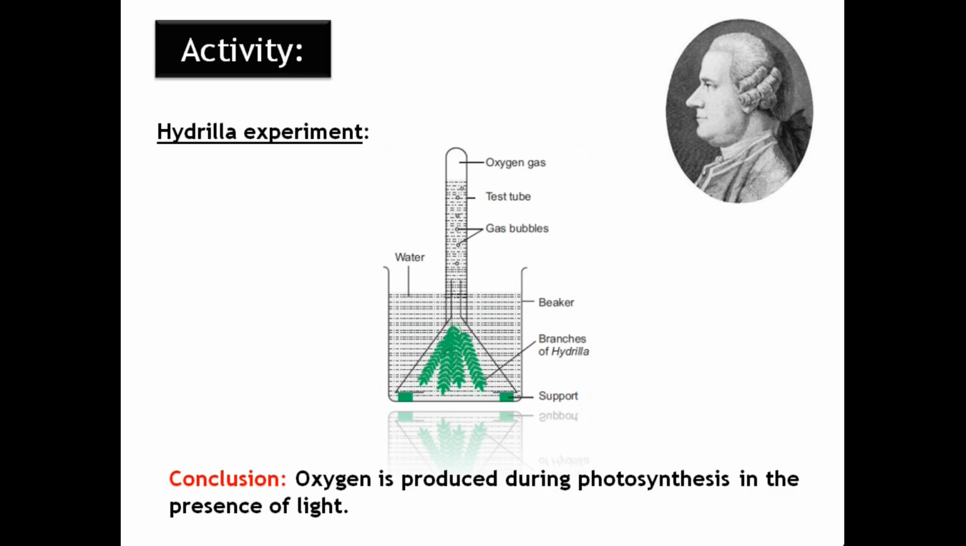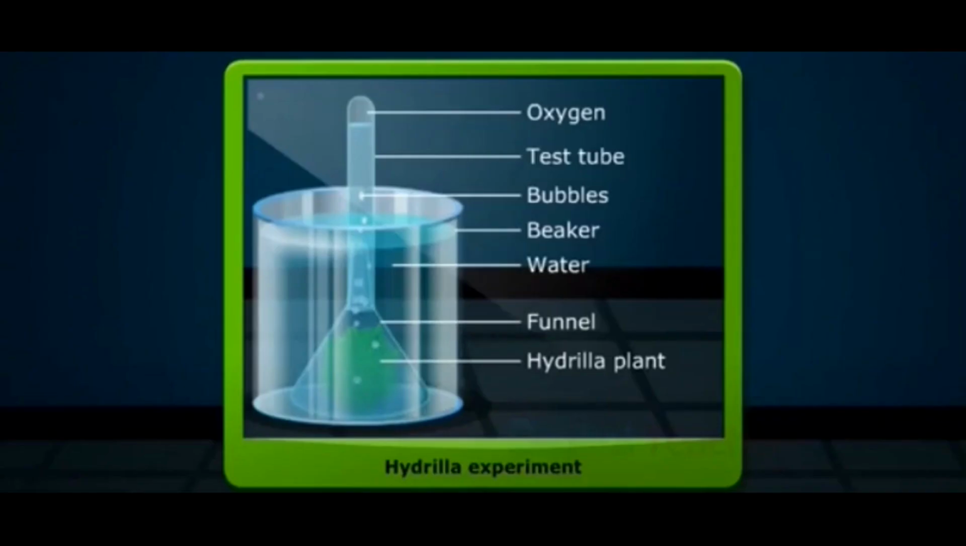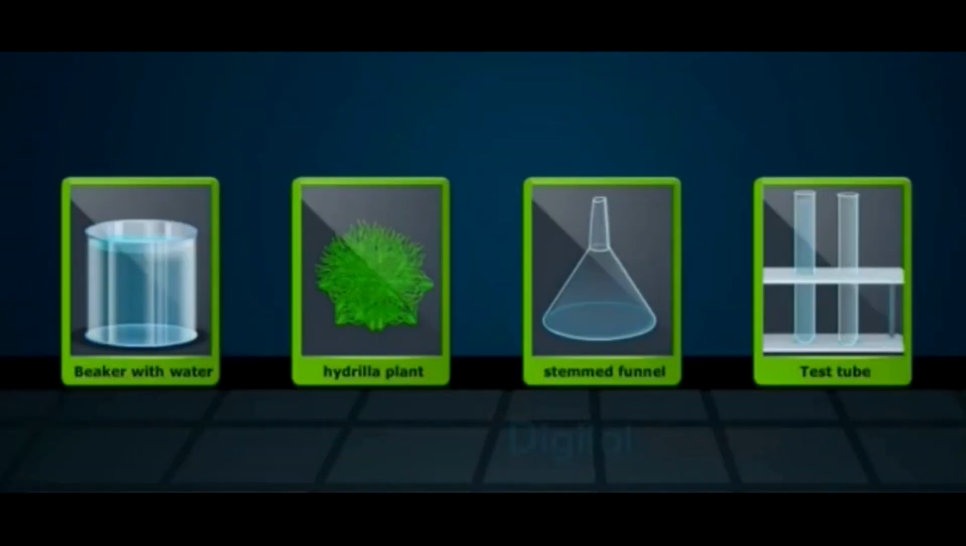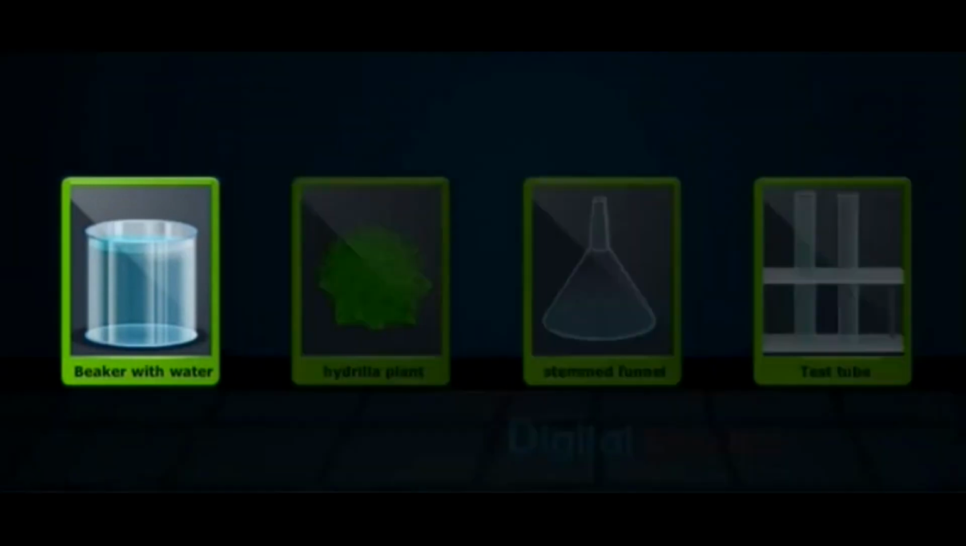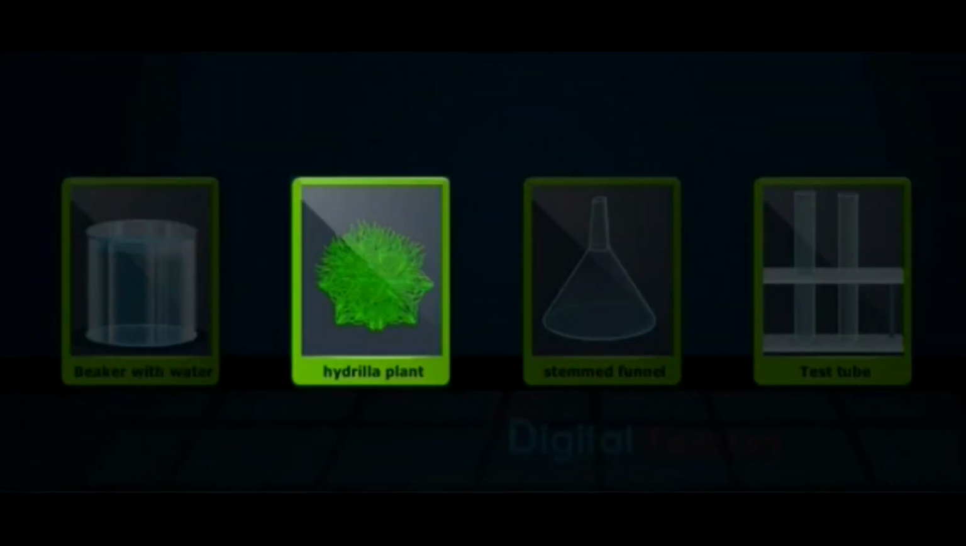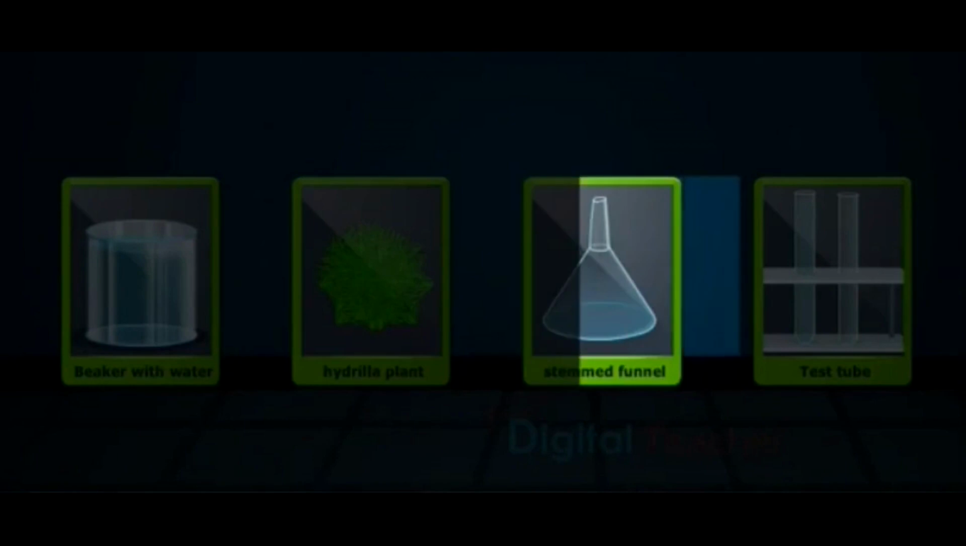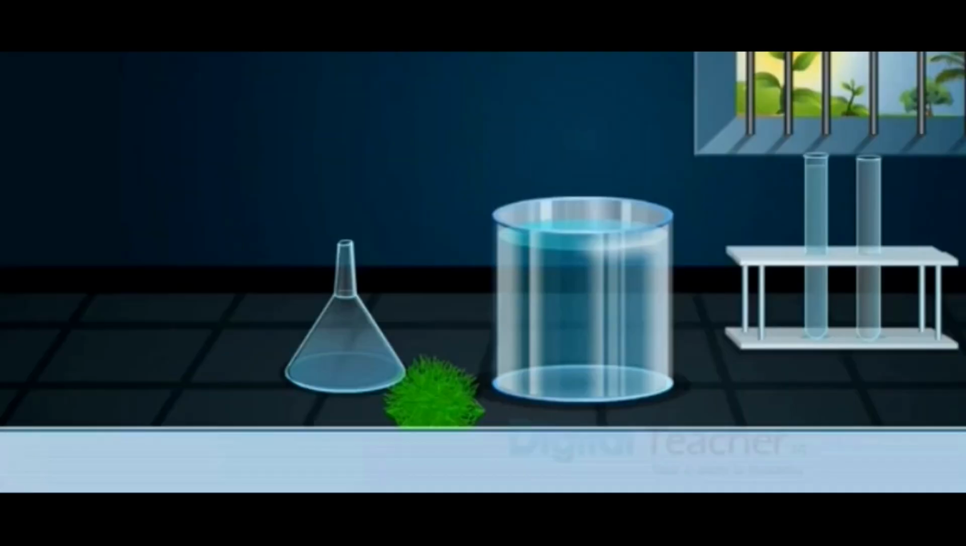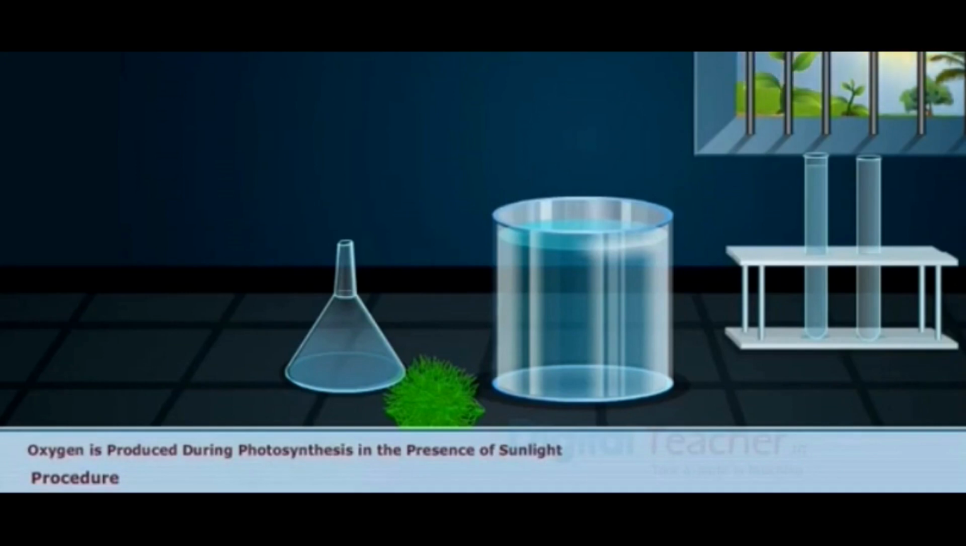Let's watch the video regarding this experiment. This activity is to show the production of oxygen during photosynthesis in the presence of sunlight. The materials required for this activity are a beaker with pond water, hydrilla plant, stemmed funnel, and test tube. Consider the apparatus shown in the image.